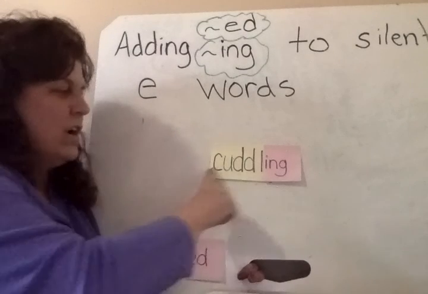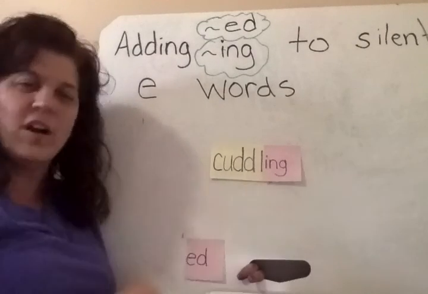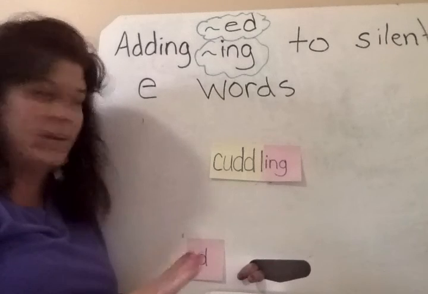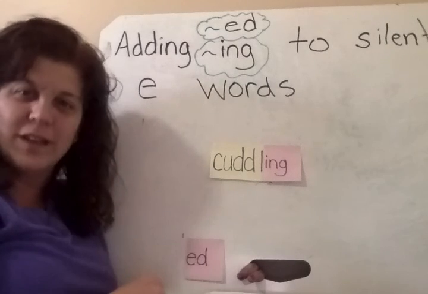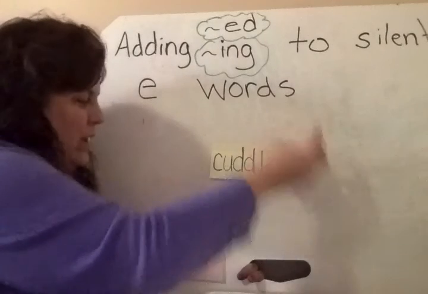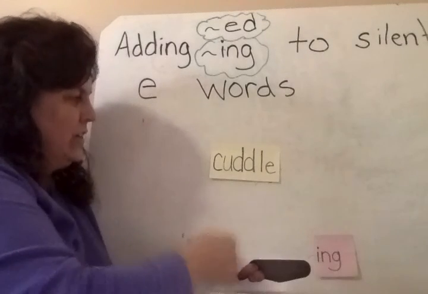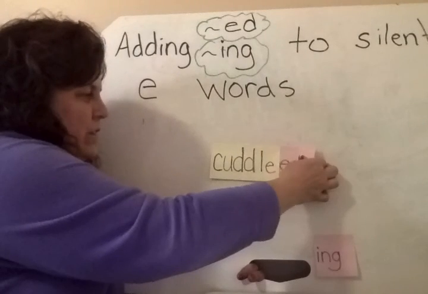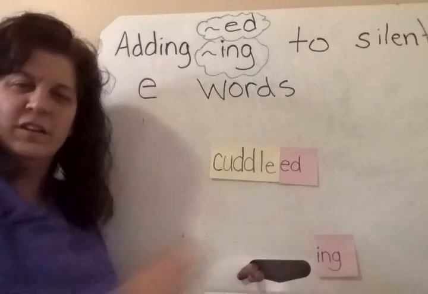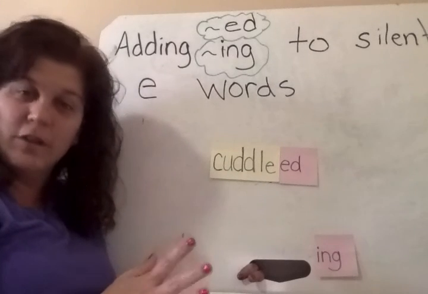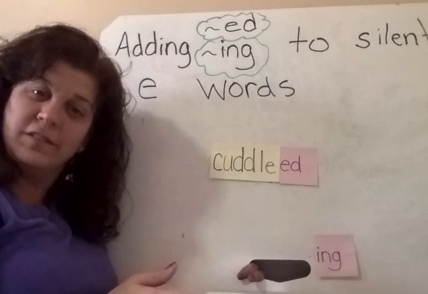Cuddling. Way better. It looks great. It sounds great. It's exactly what I wanted to say. Cuddling. Okay. I think these are getting easier for you. There's two E's right there. It sounds like E, right? Cuddle-eed. If we already did it, we cuddle-eed.